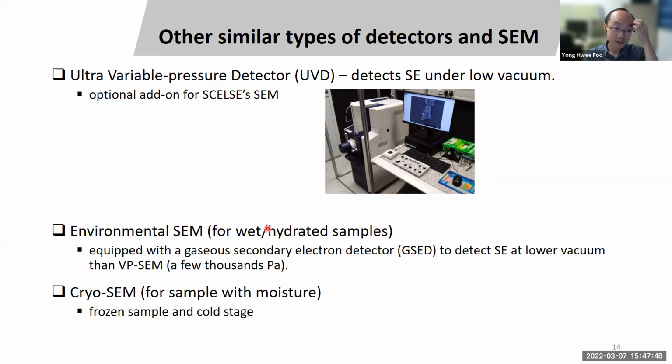There's also cryo SEM. You can use this for hydrated samples as well. Basically, you freeze your sample and couple it with a cold stage. That prevents the sample from drying.